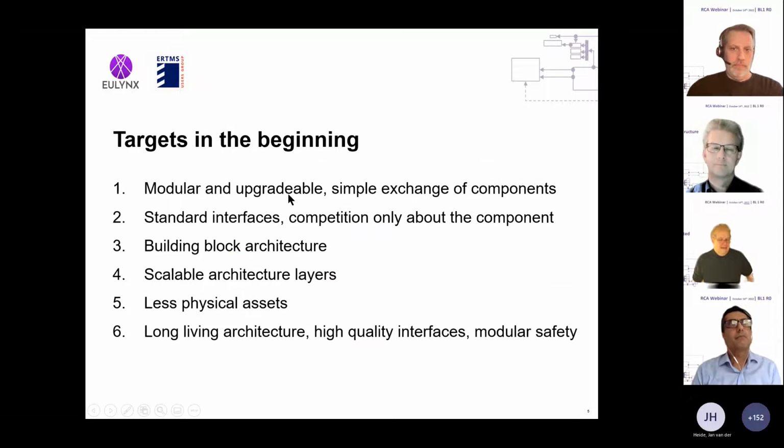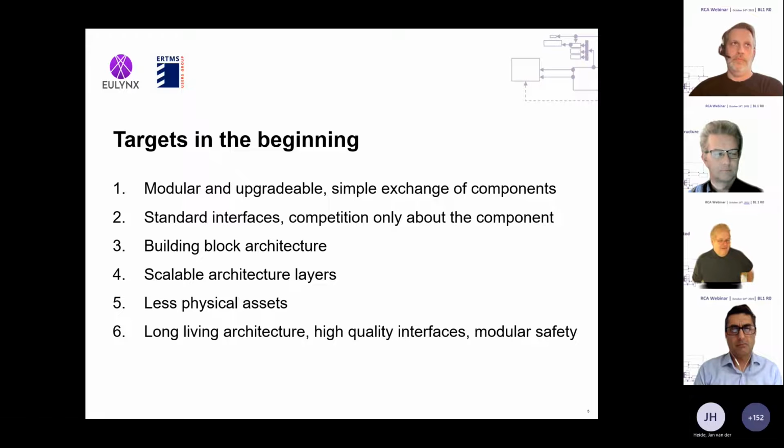So this was the basic idea. So our targets were clear. We wanted to generate a modular and upgradable system, standard interfaces, a building block idea that can be combined out of standard layered systems, and a scalability that is coming from the building blocks. Of course, the cost reduction coming with fewer physical assets, so implementation of the game changers, and a long-living architecture where we can replace in a modular way. So these targets were written down and are still the same up to today.